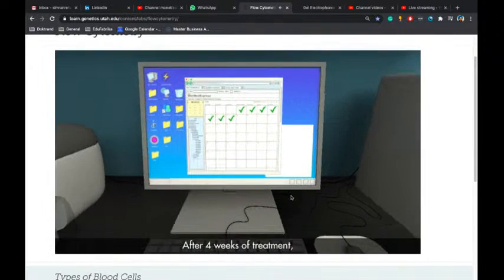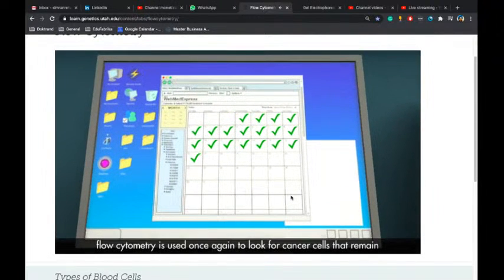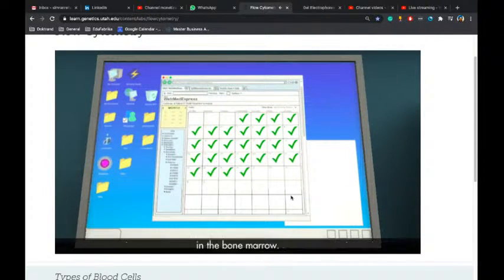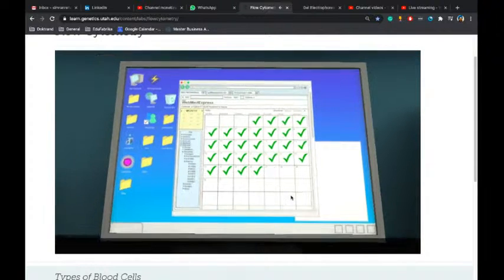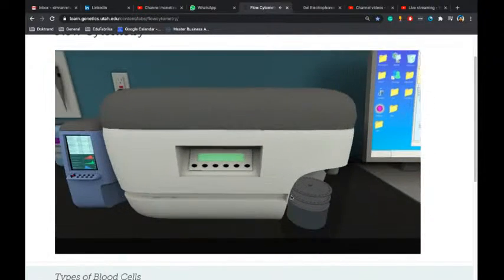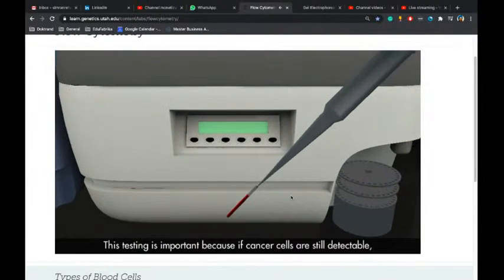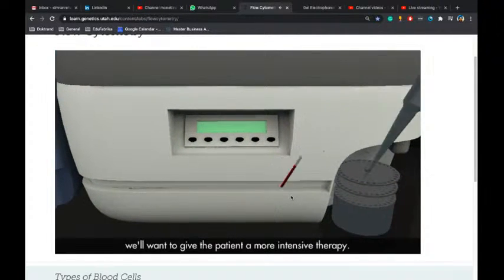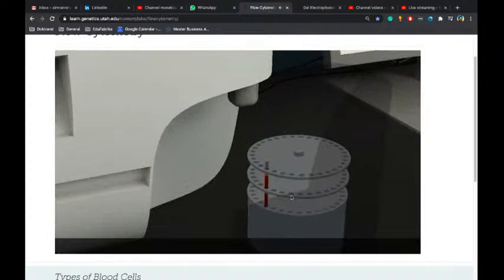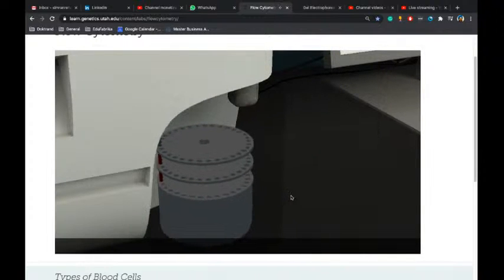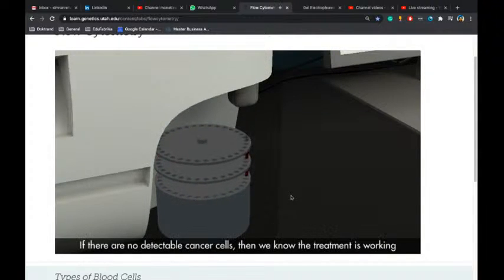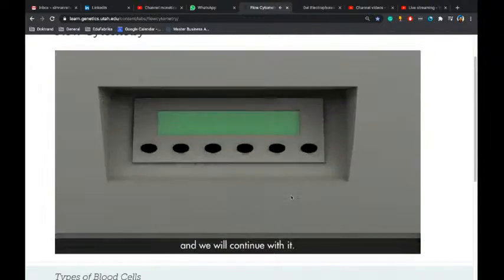After 4 weeks of treatment, flow cytometry is used once again to look for cancer cells that remain in the bone marrow. This testing is important because if cancer cells are still detectable, we'll want to give the patient a more intensive therapy. If there are no detectable cancer cells, then we know the treatment is working, and we will continue with it.